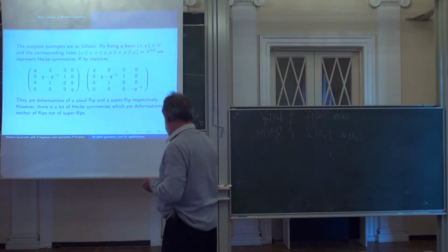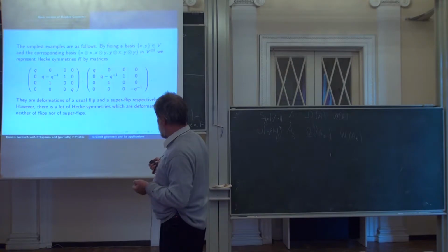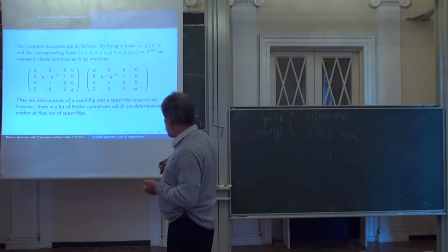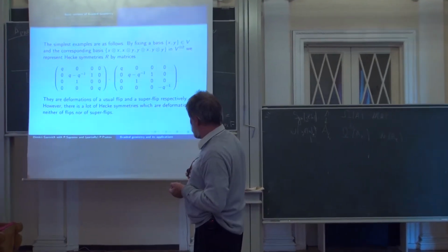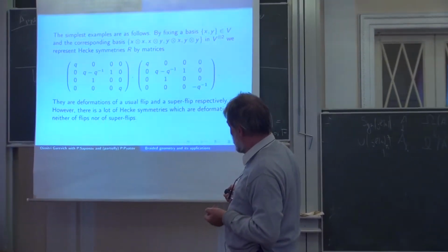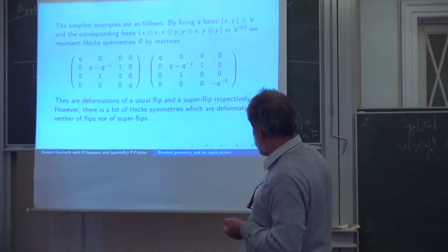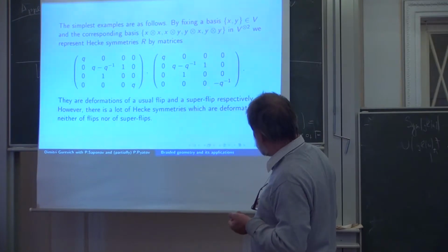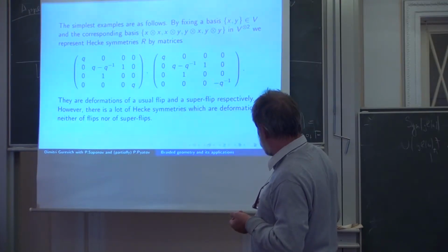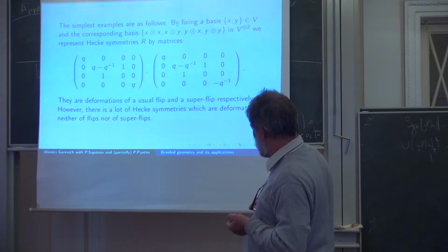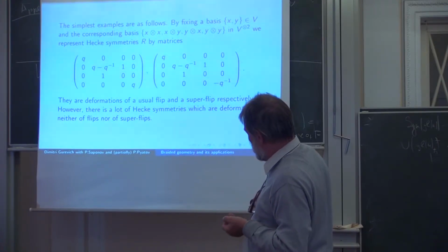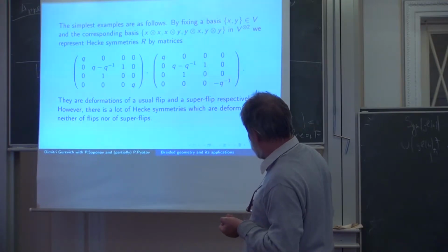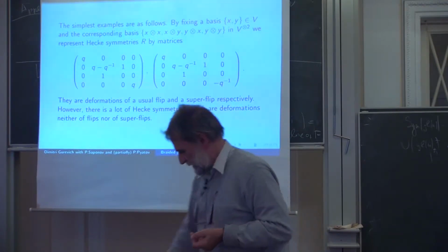Now, here I present only two examples of Hecke symmetry. It is just the Hecke symmetry corresponding to the quantum group U_q(sl2). It is a similar example, but here for the quantum supergroup U_q(gl(1|1)), and you see if q is equal to 1, we have just the usual flip. It is a deformation of the usual flip. Here we have a deformation of the super flip.